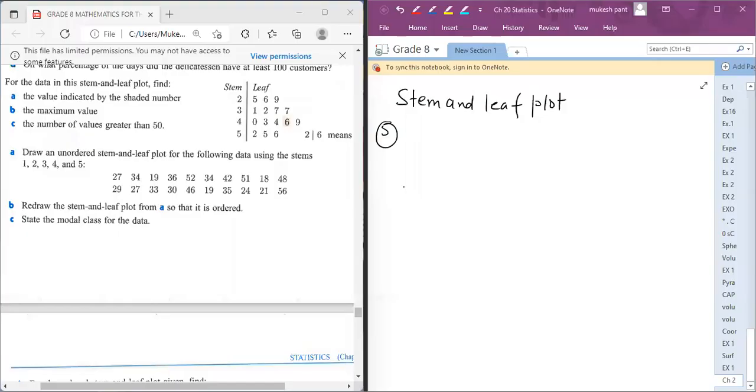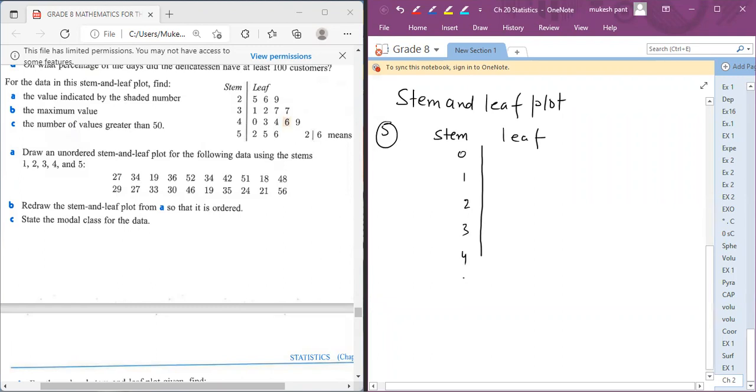Okay, so now what happened here? Stem and leaf means this portion is called the stem and this portion is called the leaf. The stem is 0, 1, 2, 3, 4, 5, 6, 7, 8, 9. This one is the stem, and the leaf is the next portion in each row.